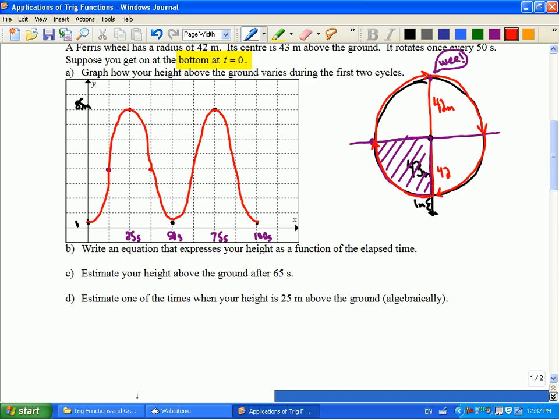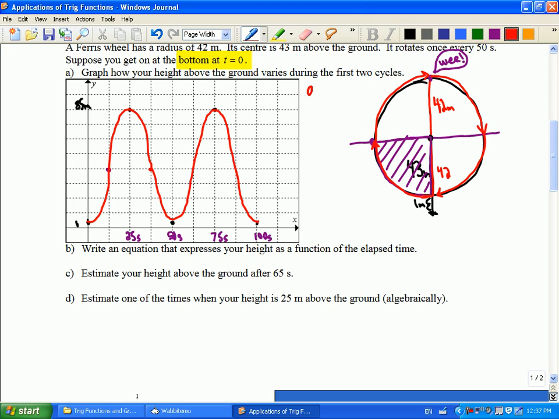So can we come up with an equation for it? What are the normal things we want in a trig graph when we come up with an equation? Just what are some of the things you're looking for? I don't want numbers, I just want terminology. What am I looking for? Amplitude, period. Okay, so let's start listing these things.